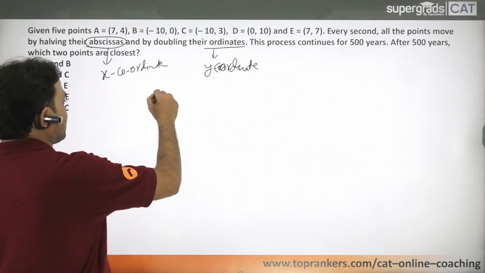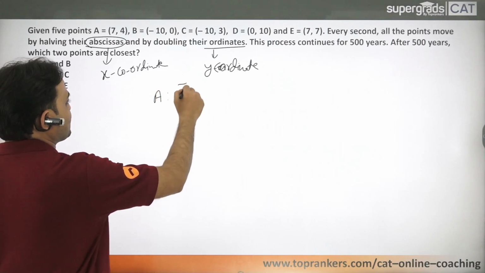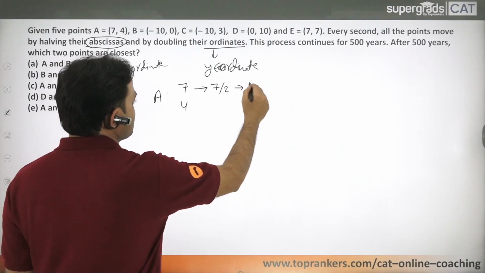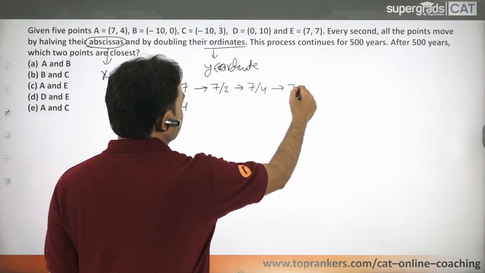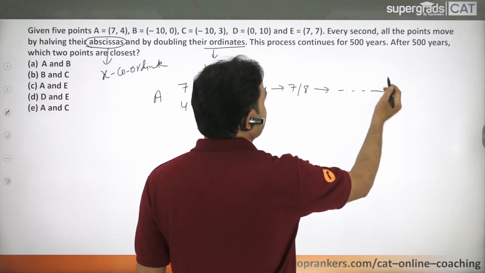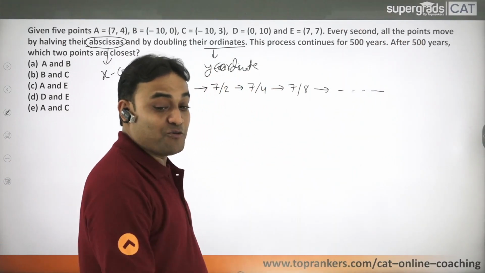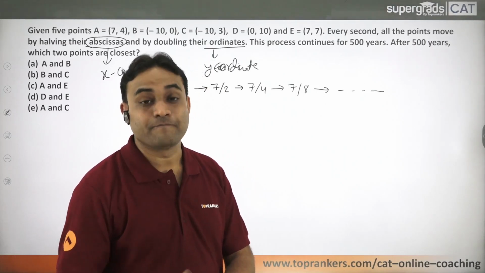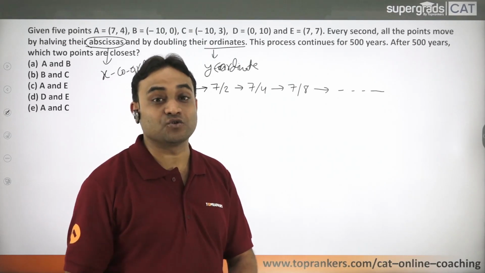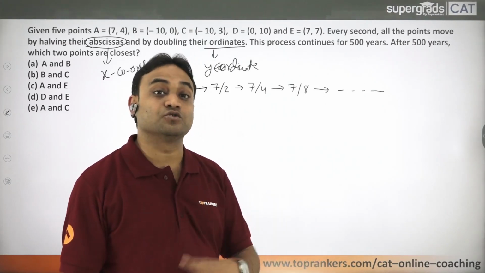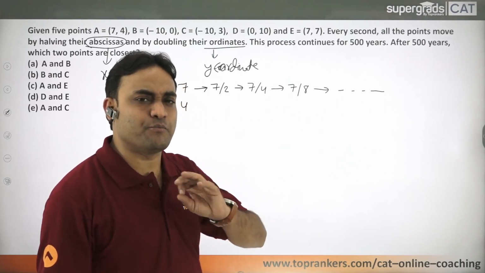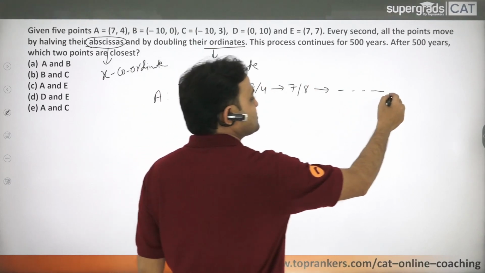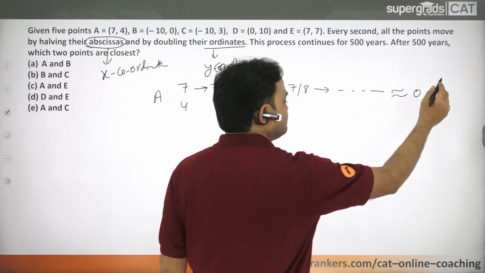So if we talk about A, let's say, what is happening with A? The x coordinate is 7, the y coordinate is 4. This is becoming 7 by 2, then 7 by 4, then 7 by 8, and so on. So in 500 years, how many seconds will there be? 500 years means 500 into 365 days, into 24 hours, into 60 minutes, into 60 seconds. So it is a very, very big value. And in that time, if you keep dividing this by 2, this will become approximately 0, right?